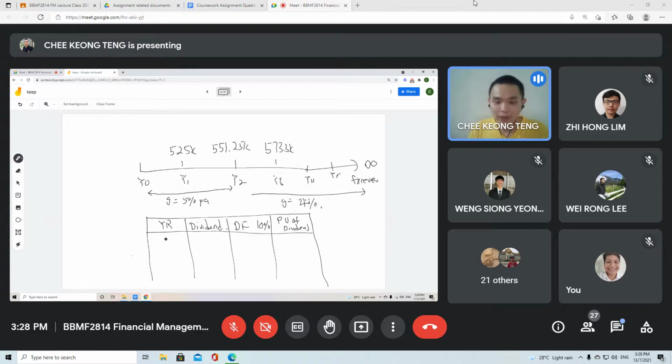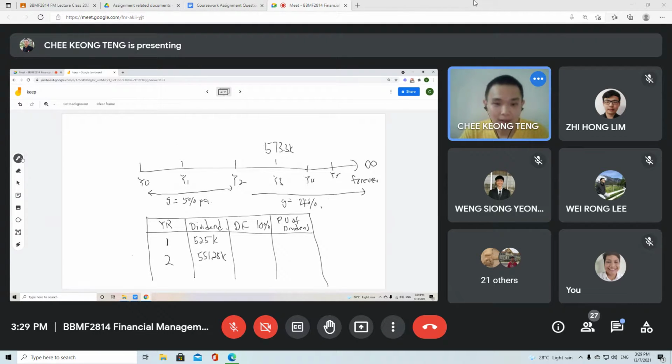Okay, we start from year 1 and year 2, because year 0 is for other things. Here we will have the dividend that we are going to receive. If we take over this company right now, the dividend that we will receive in the next 2 years will be 525,000 and 551.25 thousand. Can you understand? I have already put these two in the table, so I erase that.